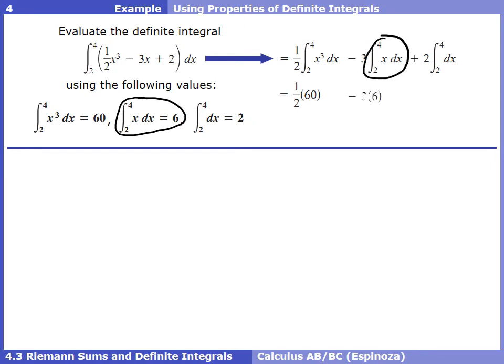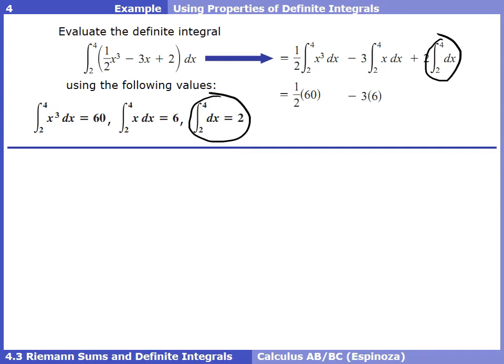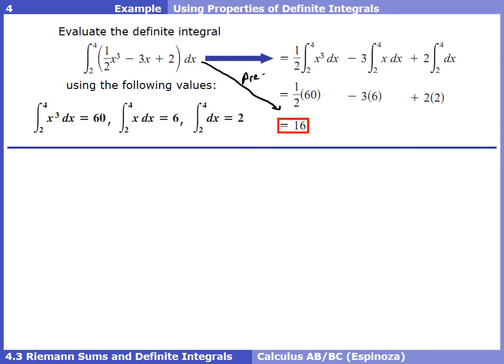So we can take those two and substitute them in. So it's going to be 3 times 6. And then in the last piece of information that we're given, the integral from 2 to 4 dx is just equal to 2. But don't forget that there's still a 2 there in front of the integral, so it'll be 2 times 2. When you do that math, you'll end up with 16. So again, don't lose sight of this new concept that we learned. This is the area under this curve from 2 to 4.